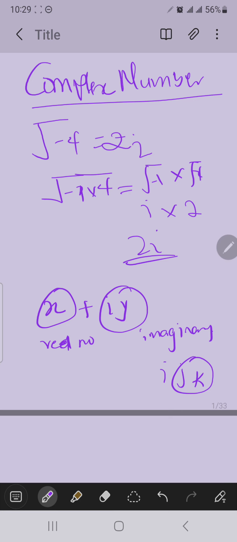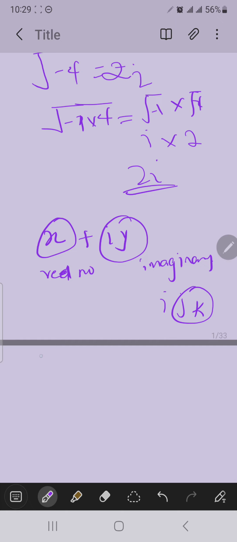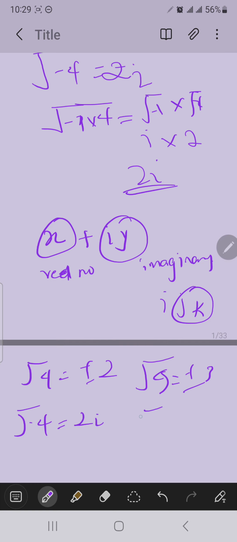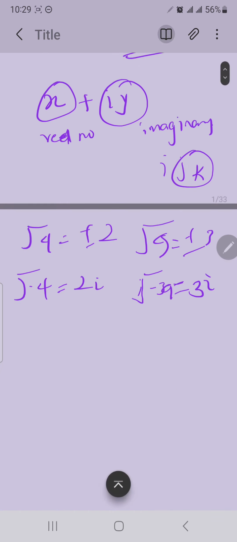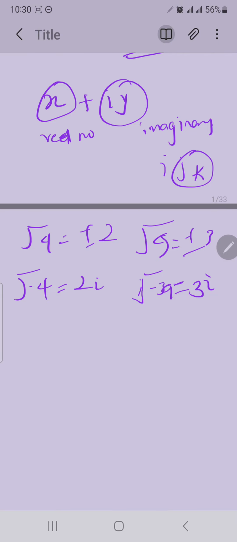Now let's say I have the square root of 4. Normally it is going to be plus or minus 2. The square root of 9 is plus or minus 3, that's normal. But if it's the square root of -4, it will be 2i. Likewise, the square root of -9 will be 3i. I hope you understand what I'm saying. This means that i is based on complex numbers.